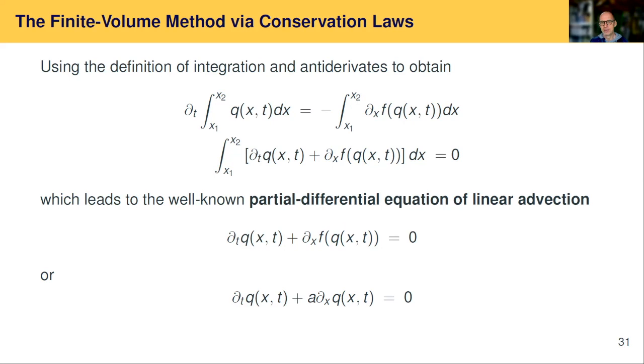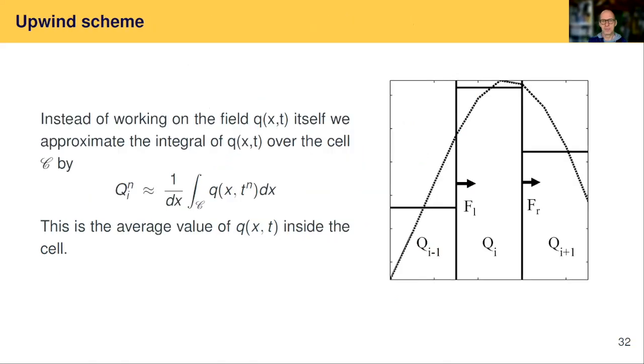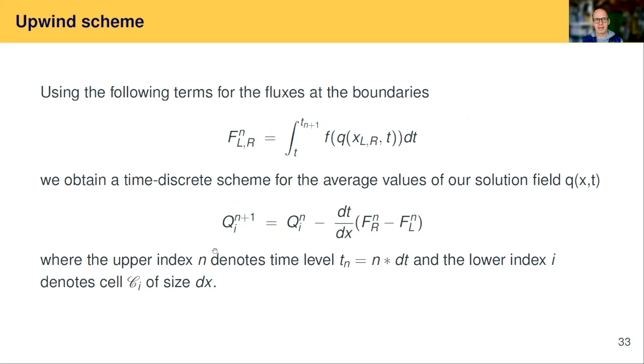Okay, so now how do we proceed to solve this equation? What we do is we first of all replace the field itself by the average here, Q_i^n. This is the same graph as we've seen before. That's the average value in one element. I think that's clear.